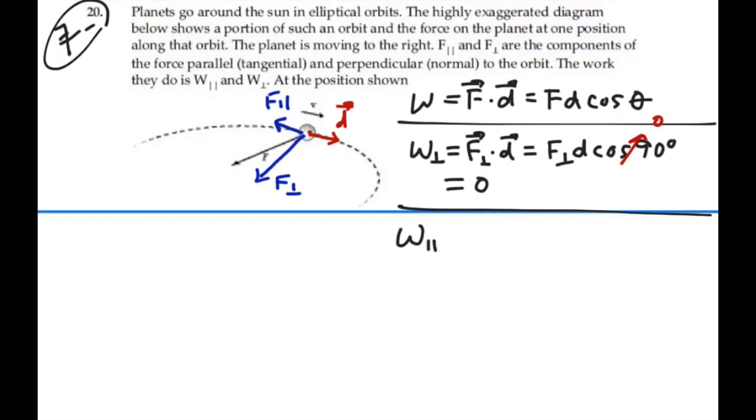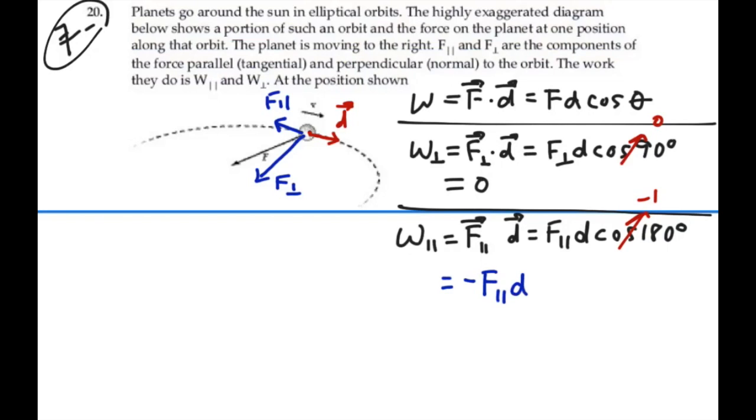Work done by the parallel force is going to be the parallel force dotted with the displacement, which would be the magnitude of the parallel force times the magnitude of the displacement, cosine of 180 degrees. And the cosine of 180 degrees is -1. So this work is going to be equal to the negative magnitude of the parallel force times the magnitude of the displacement along the orbit. So this would be negative work.